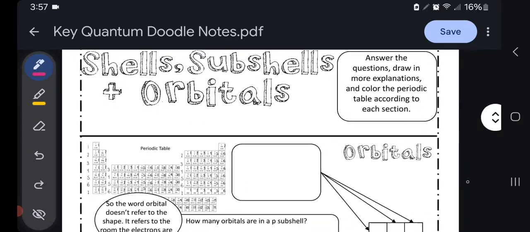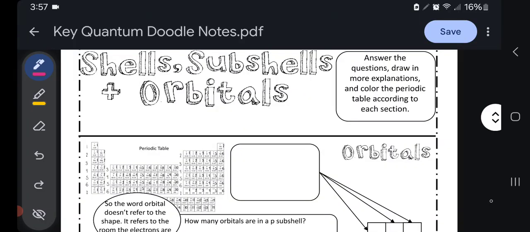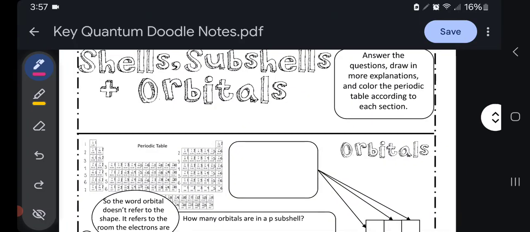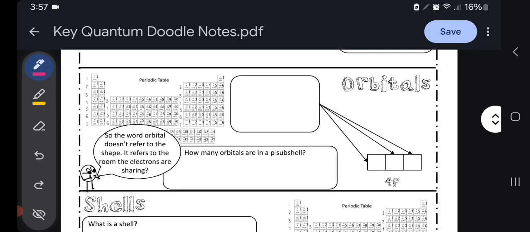Alright, so let's look down here, next page. There are some questions here we're going to answer. How many orbitals are there in the p subshell? There are 3. 1, 2, 3. 3 orbitals in the p subshell. The subshell would be this whole thing, and 1, 2, 3 orbitals present.